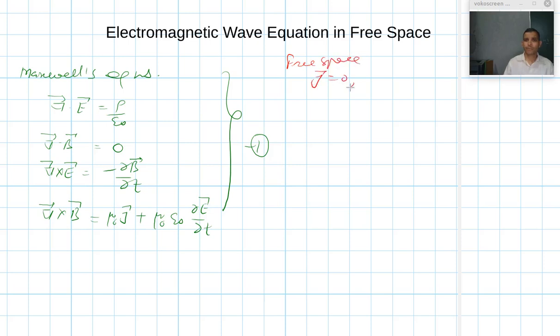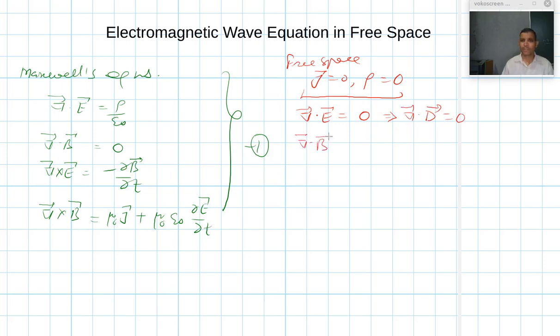And for free space, the value of J will be 0 and rho will also be equal to 0, right? So if I use these two in these equations, then Maxwell's equations will become del dot E is equal to 0, or sometimes in some books it is also written as del dot D is equal to 0. Both are representing one and the same thing.